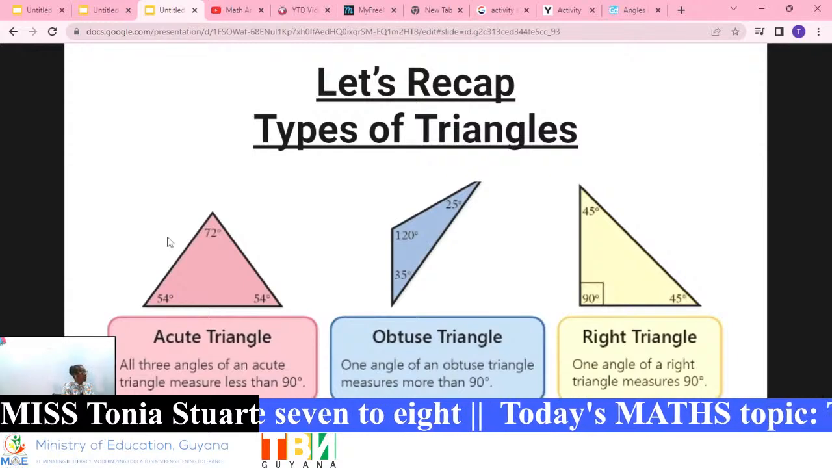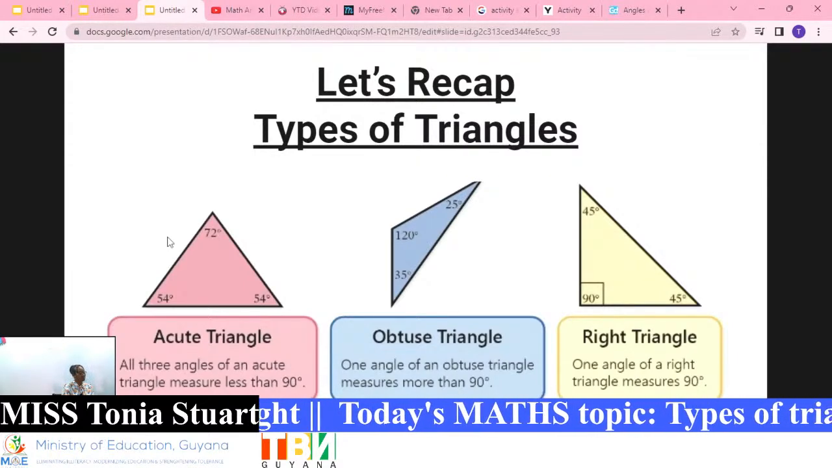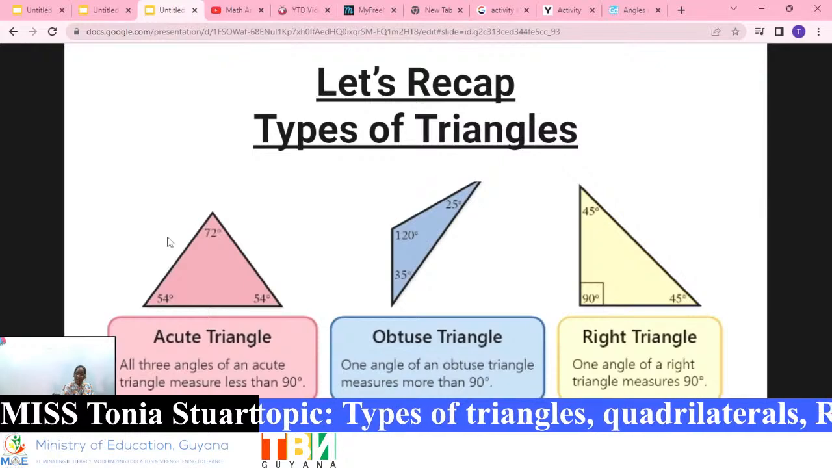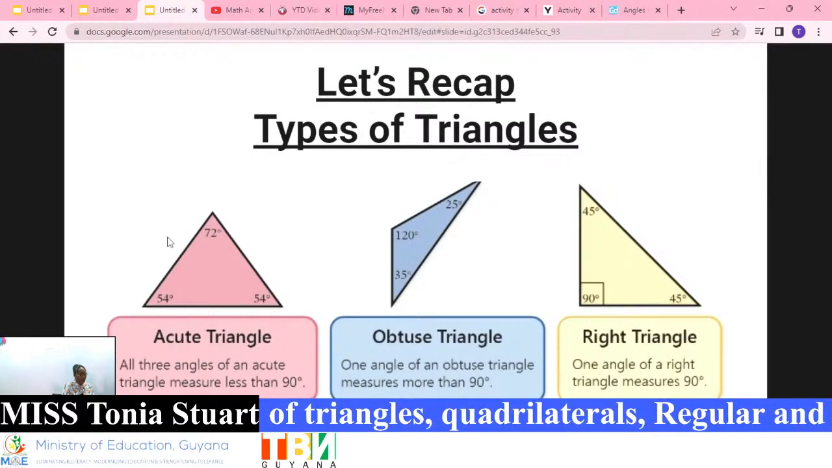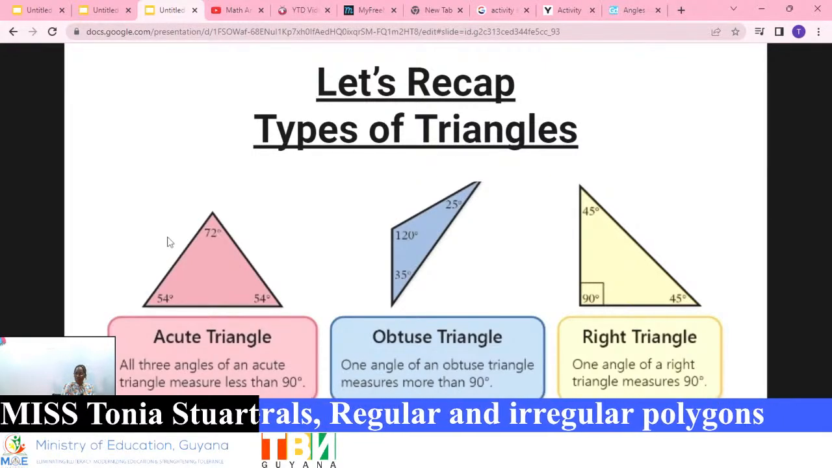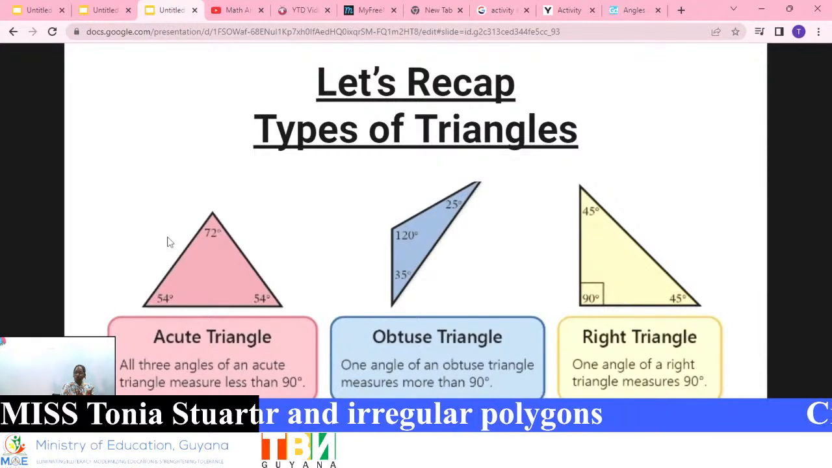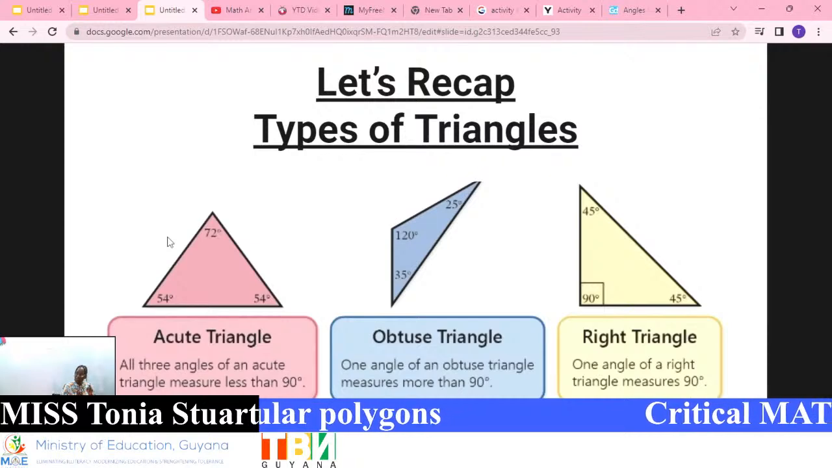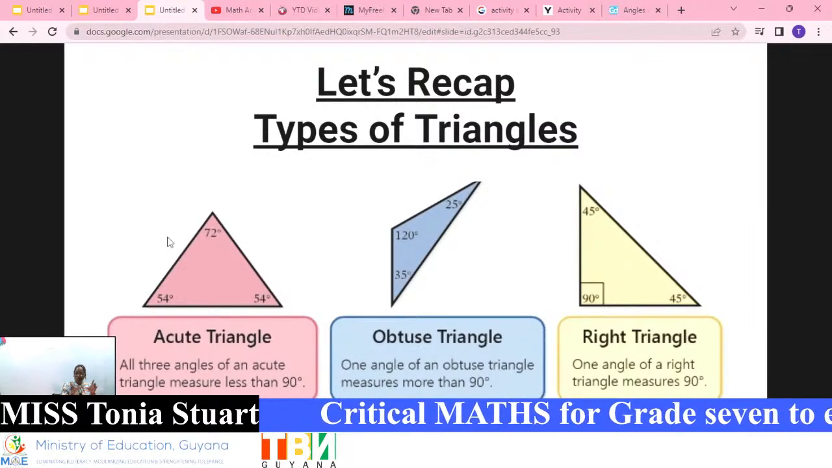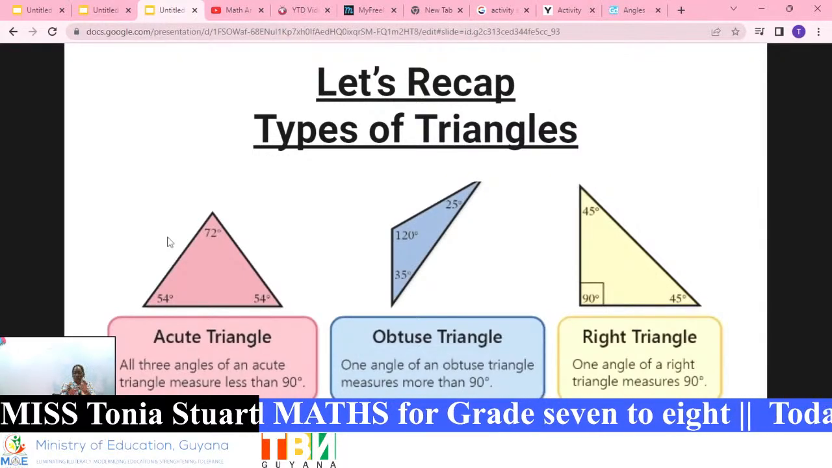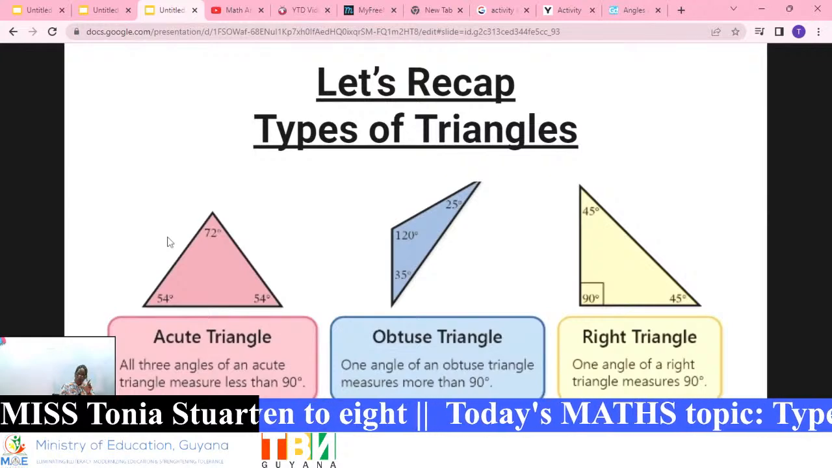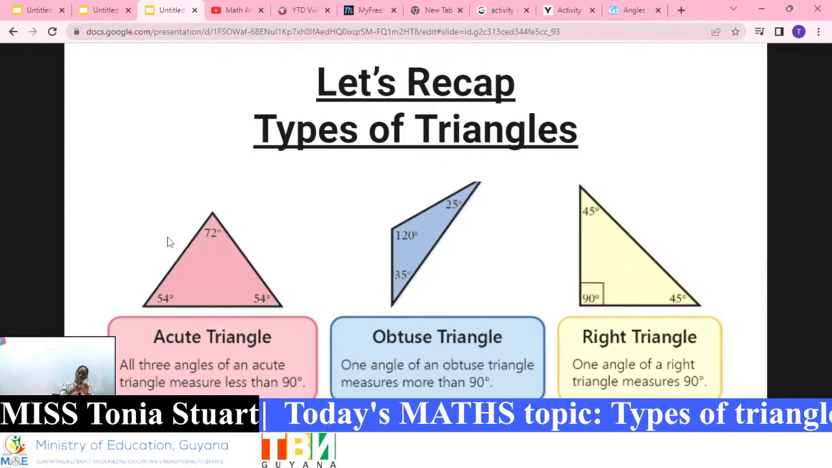So we have the obtuse triangle. Obtuse triangle. One angle of an obtuse triangle measures more than 90 degrees. Only one angle measures more than 90 degrees. If we have more than one angle measuring more than 90 degrees, the sides will not be able to touch. When we connect them, they go apart from each other. That is why when we have one obtuse angle, the other ones need to come in to connect.